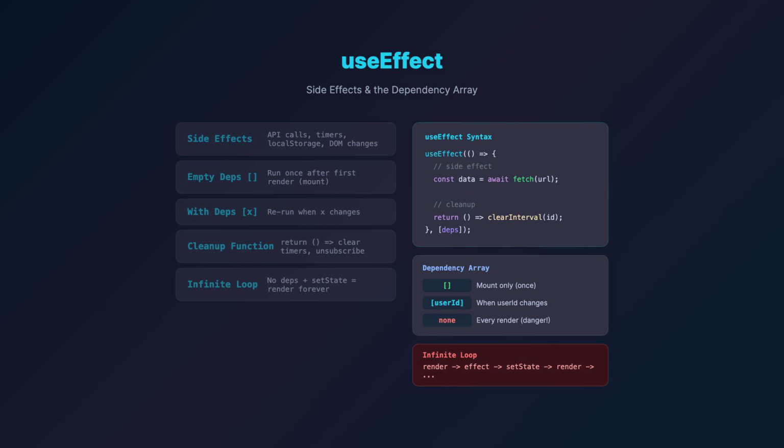Put only the values the effect actually depends on. If the effect should run once, use an empty array. React's ESLint plugin will warn you about missing dependencies. Listen to it.